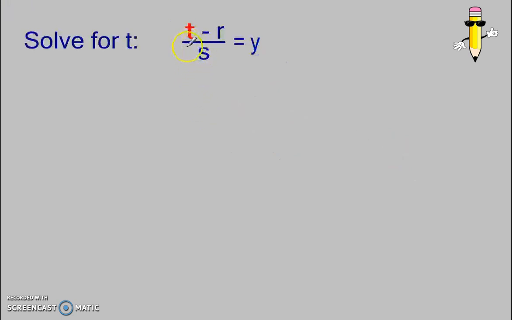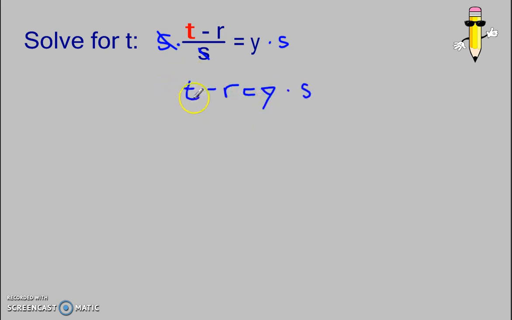One more, because we're having so much fun. We're in a fraction here. Remember, to get rid of a fraction, multiply by the denominator. So times s on each side, that cancels out the denominator. t minus r is equal to y times s.